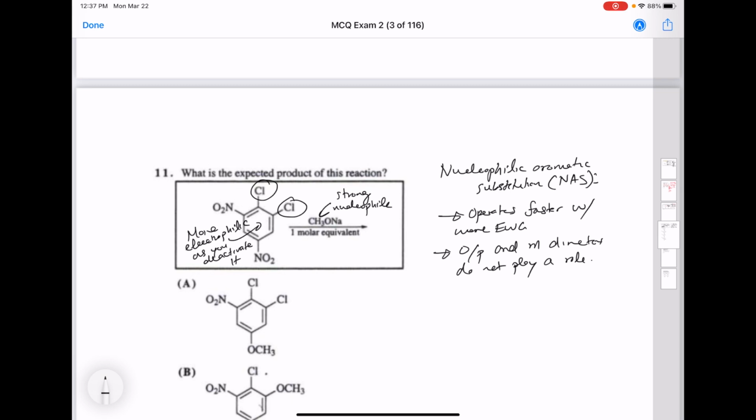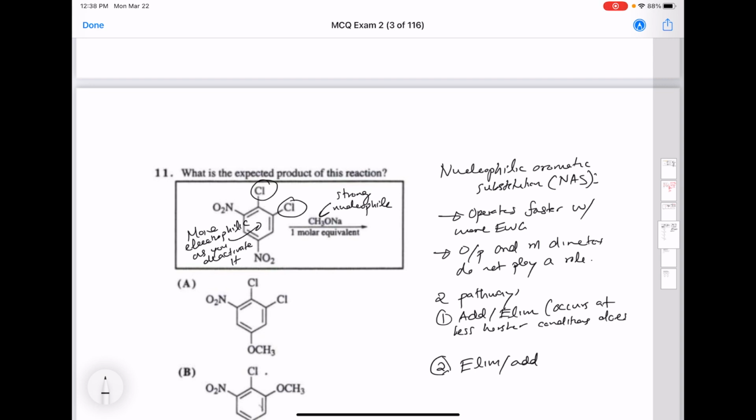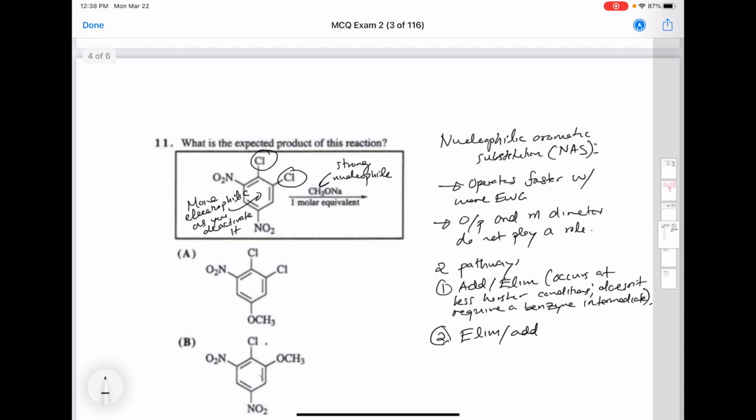So it turns out that there are 2 commonly known pathways for an NAS reaction. So 2 pathways. Addition-elimination and elimination-addition. And I had touched on this earlier. So I said previously that this occurs at less harsh conditions, and it also doesn't require a benzyne intermediate. So the benzene ring with the funky triple bond. But that's precisely the case for elimination-addition.